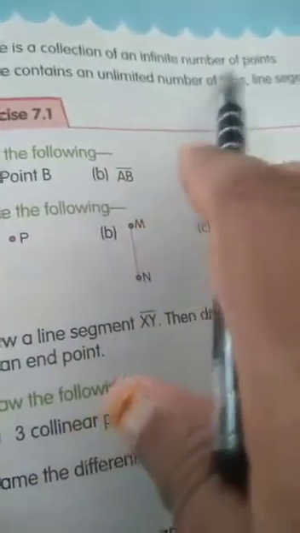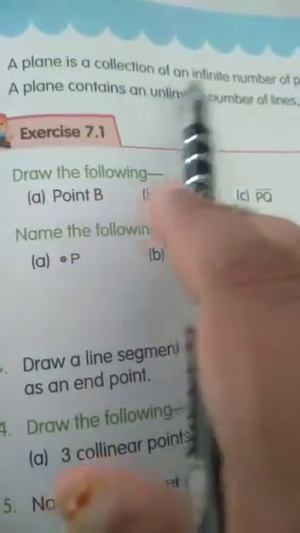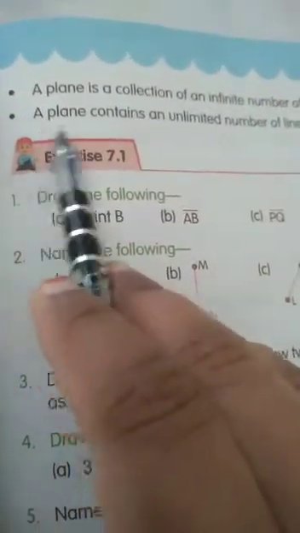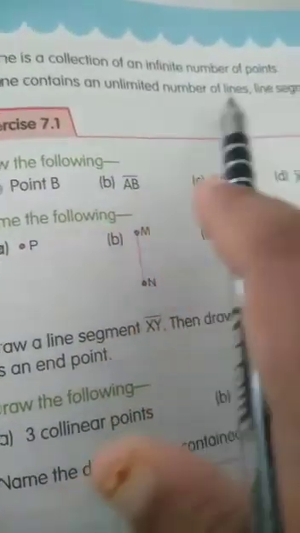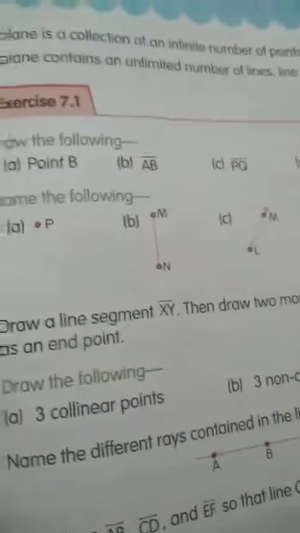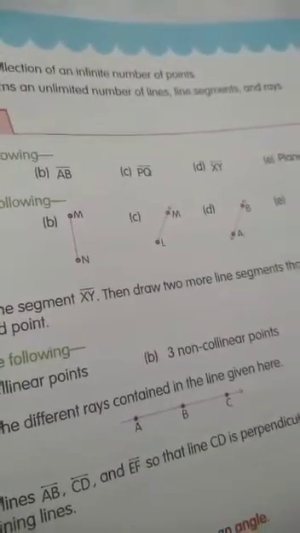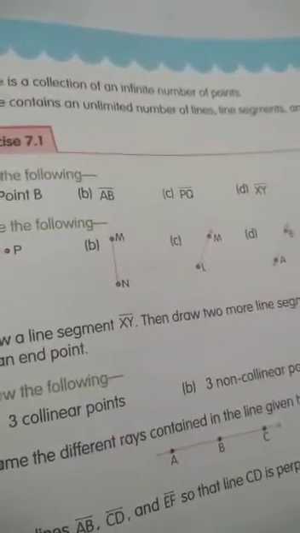Next point, page number 111. A plane is a collection of an infinite number of points. Last point, a plane contains an unlimited number of lines, line segments and rays.